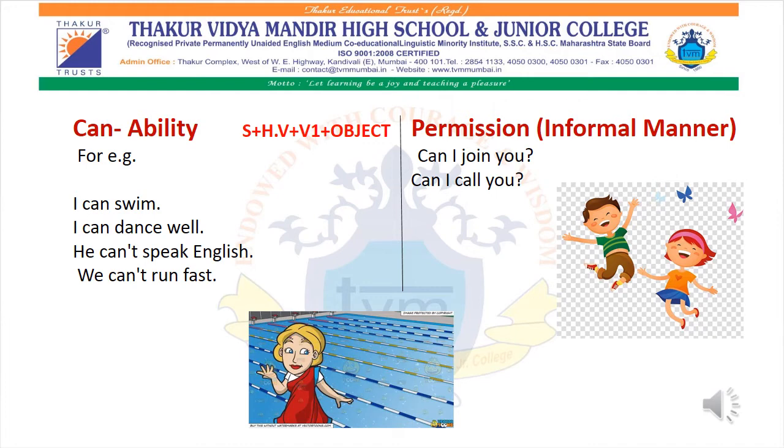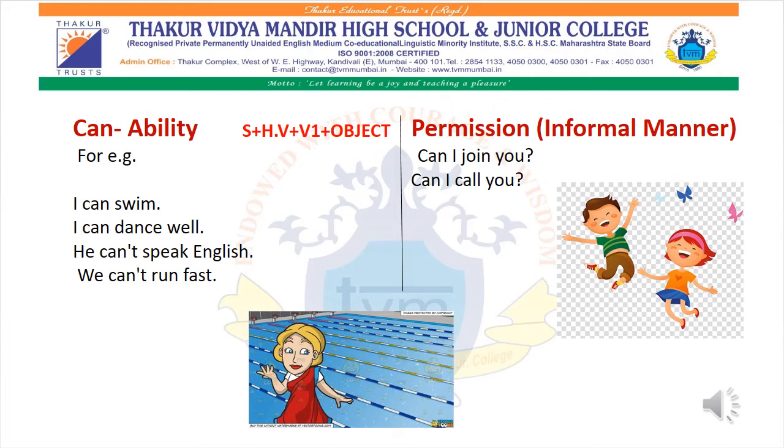Now, can is also used to ask for a permission. Okay, but remember, can, when you ask for a permission, it is always in an informal manner. Now, what is the meaning of the word informal manner? You all have studied formal letters and informal letters. So, informal letters are written for whom? It is written for your friends, relatives, cousins, and therefore this can be used if you want to talk with your friends, okay, in an informal manner.